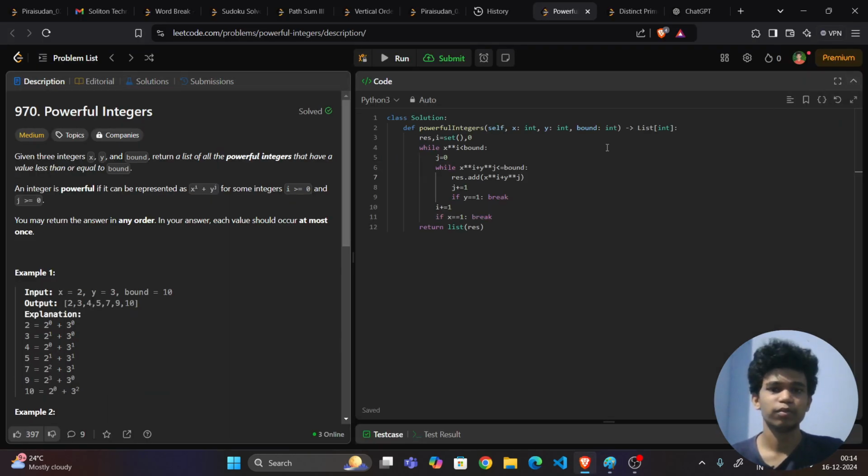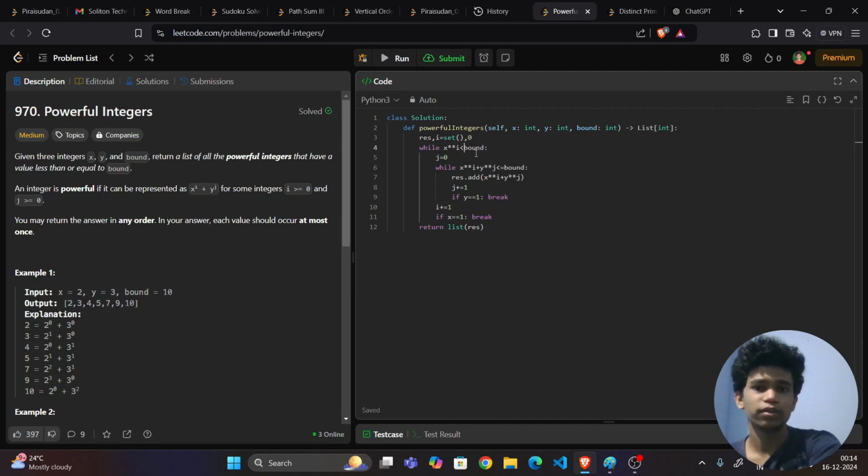See here, this is the basic brute force approach. I am taking the result and setting it as a set, which means I am taking a hash set, and declaring i as 0. So the power is starting from 0, right? Then while x power i is less than bound, which means if x power i is less than the bound, then go ahead. Then j is equal to 0, like that. If x power i plus y power j is less than or equal to bound, here also less than or equal to. And if you're not using this equal to, it is also okay.